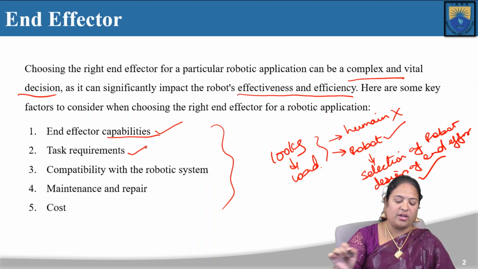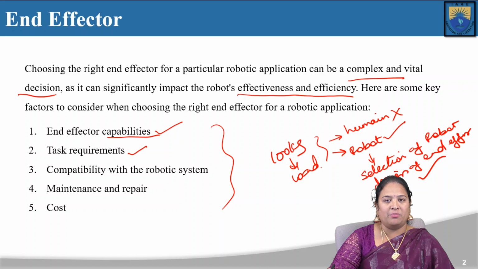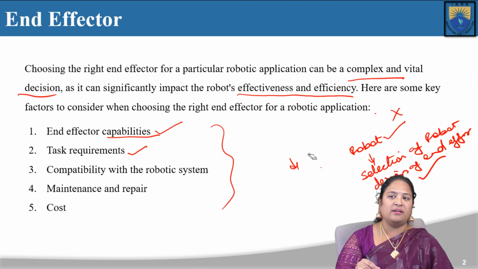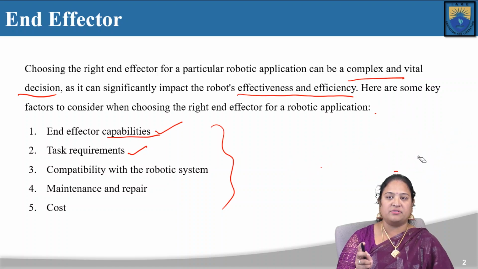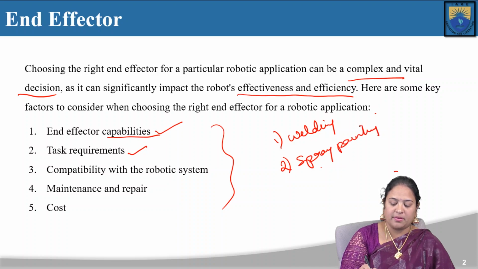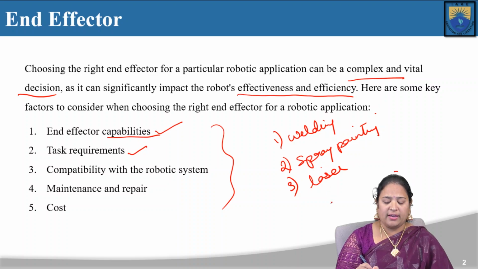Next, coming to the task requirement. What do we mean by task requirements? Depending upon the type of requirement, we have various tasks to be conducted in industries. What are the various tasks to be conducted in industry? For example, we have welding, spray painting, or some other form of laser treatment, etc.